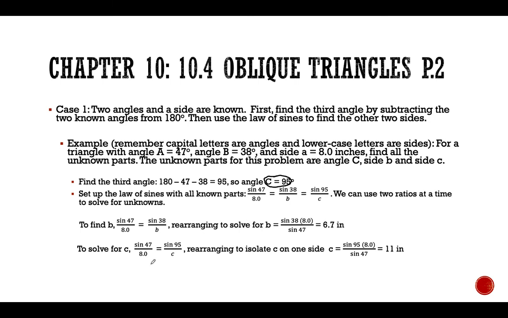To solve for C, again, we're going to use two ratios, the A ratio and the C ratio. Sine of 47 over 8 equals sine of 95 over C. We're going to rearrange to isolate the C on one side, and solving, we get C equals 11 inches.